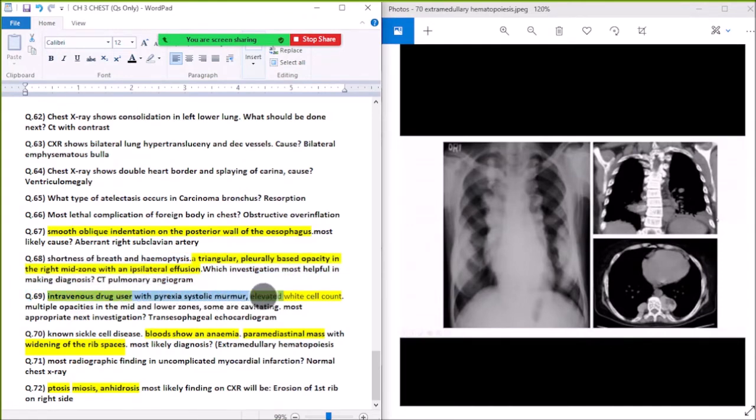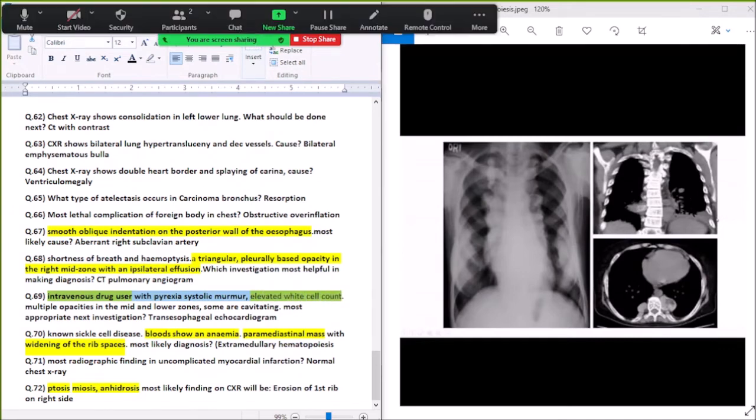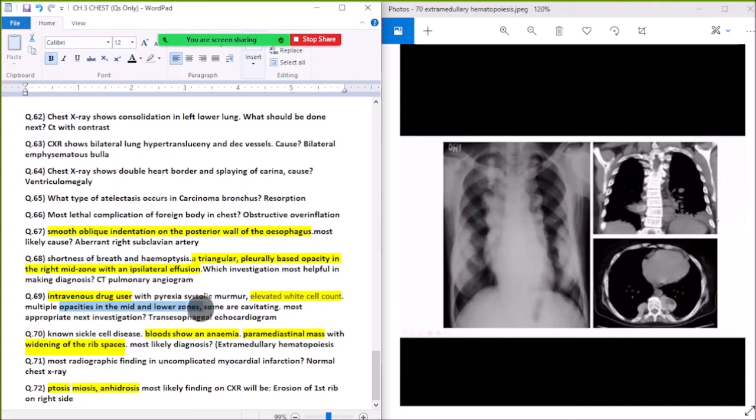69. Intravenous drug user with pyrexia, systolic murmur, elevated white cell count. Multiple opacities in the mid and lower zones, some cavitating. Most likely diagnosis is infective endocarditis with septic emboli. The next investigation is transesophageal echocardiogram.